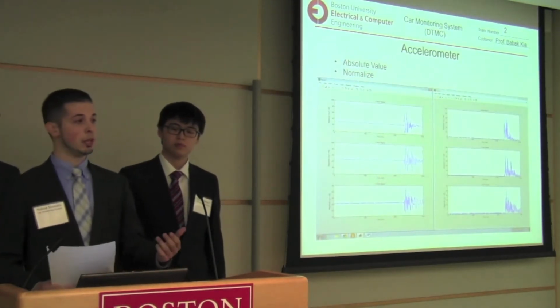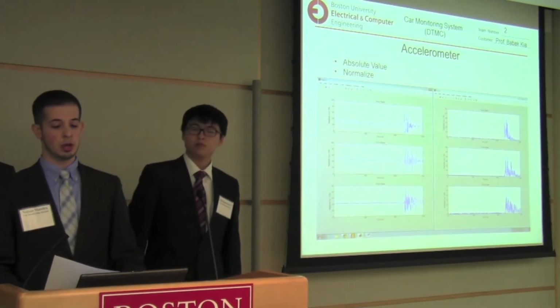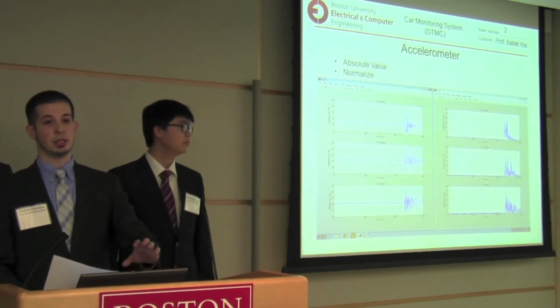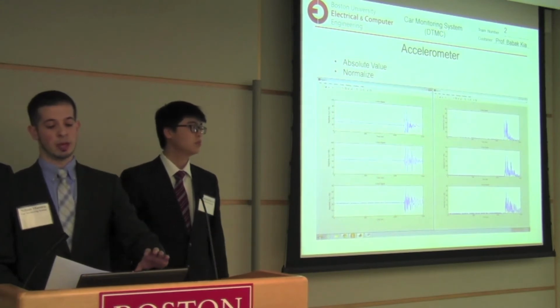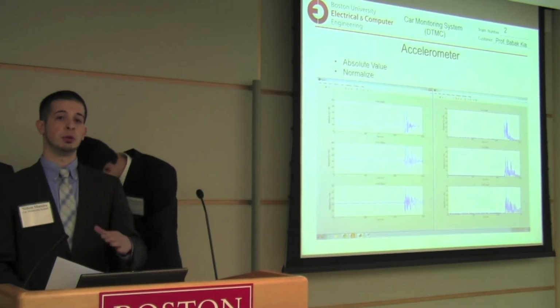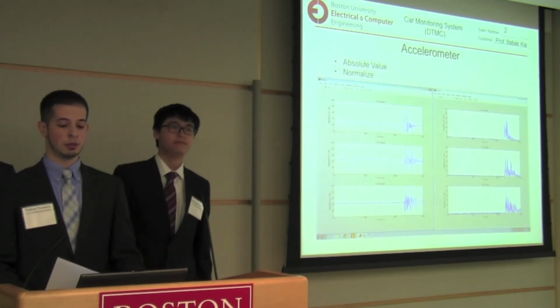From the samples that I read every 2 milliseconds, I put them into a Matlab function, which created these 6 plots. On the left, you have the values with the absolute value taken. And the reason we take the absolute value is because events that occur on opposite sides of the car have the same magnitude but opposite sign. So by taking the absolute value, the side of the car is irrelevant.